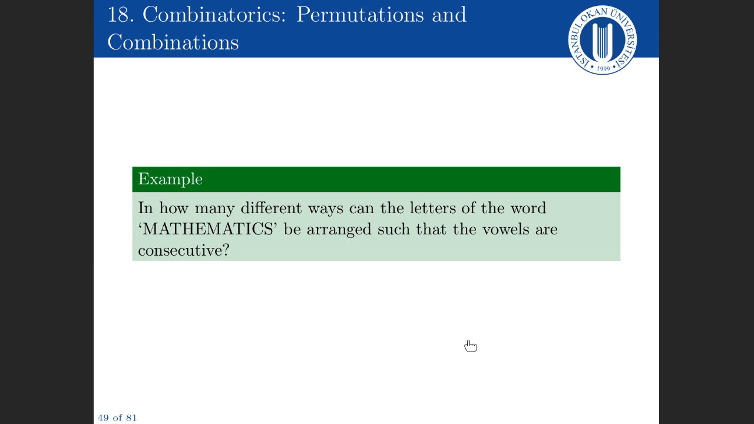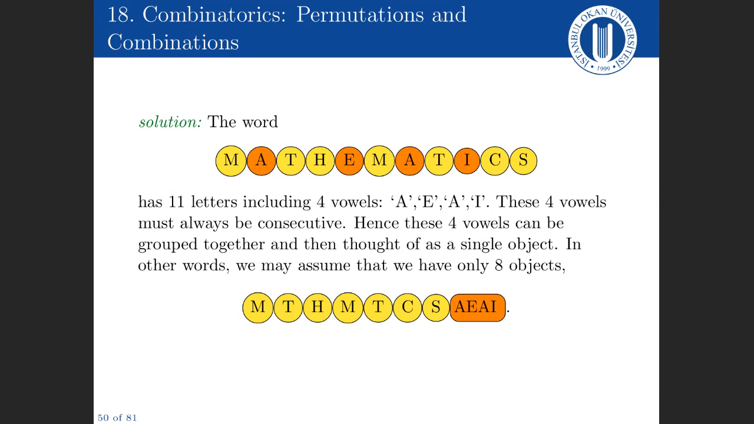Another example. In how many different ways can the letters of the word mathematics be arranged such that the vowels are always consecutive, or to say it a different way, such that the vowels are always next to each other? The word mathematics has 11 letters, 4 vowels, and 7 consonants. And the rule is that these 4 vowels must always be next to each other.